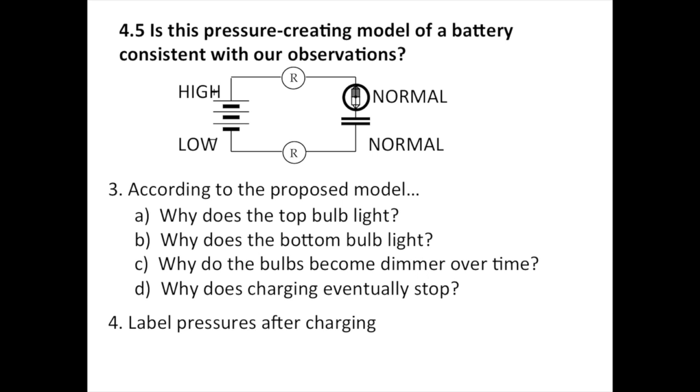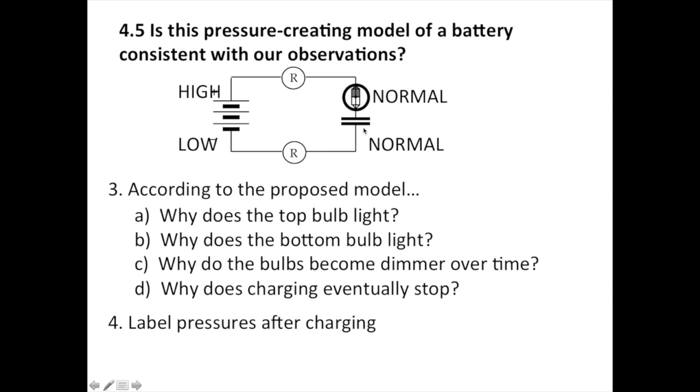Now, according to the proposed model, why does the top bulb light? Well, if we look at these electric pressures, the battery is at high pressure and the top plate of the capacitor is at normal pressure. Well, according to our model, charge would flow from an area of high electric pressure to an area of normal electric pressure. So this difference in pressure here is going to cause charge flow in the direction towards the top capacitor plate.